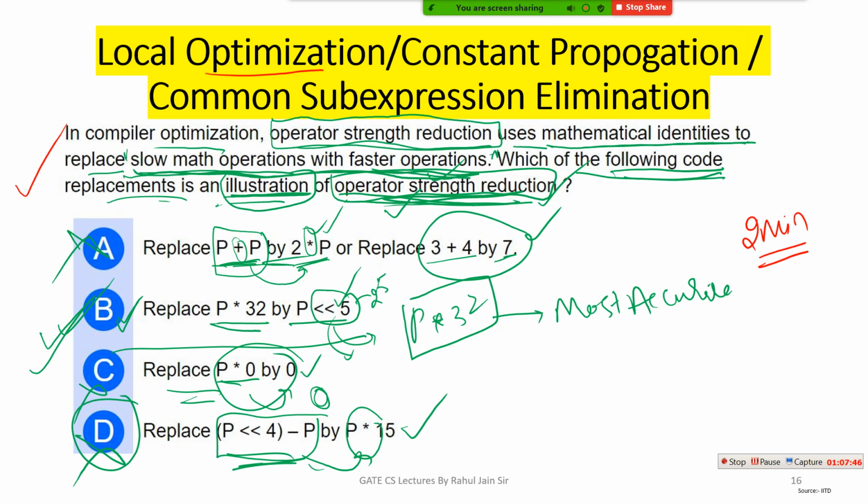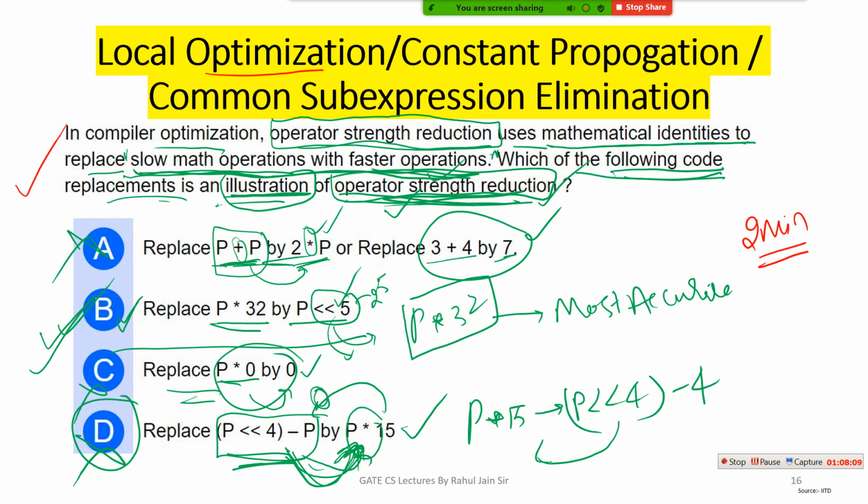Soumya, option D is not correct, because we will reduce P into 15 for this. Why would we optimize this into this? This is not an optimization technique na. Is it clear, Soumya? This is not an optimization technique. We will write P into 15 as P less than 4 minus P. But why would we write it like that? It is the reverse technique na. That is why option D is correct.